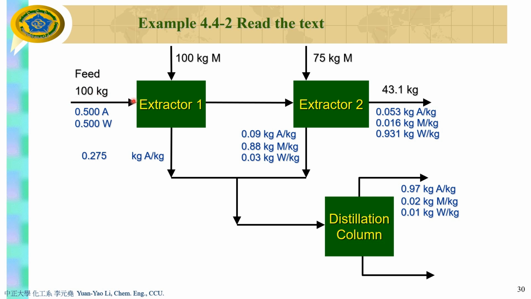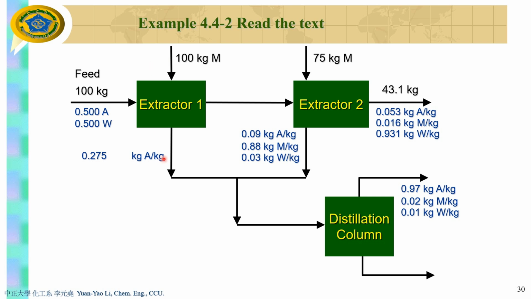This stream, do we miss any information? Do we need to put any unknowns in this stream? No, we don't, because you have all the information: the 100 kilogram, and you have the fraction, 50% acetone, 50% water. So you have completed this stream. And how about this one? This is MIBK. MIBK has no fraction, but this is pure, right? So 100 kilogram pure MIBK. You don't need to put any fraction here. Fraction of MIBK is 100% anyway.